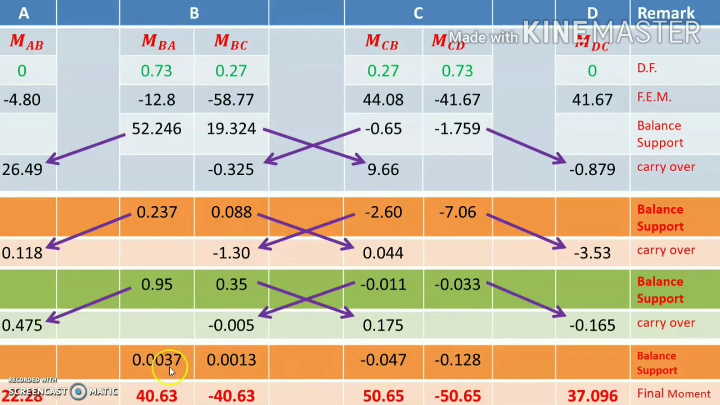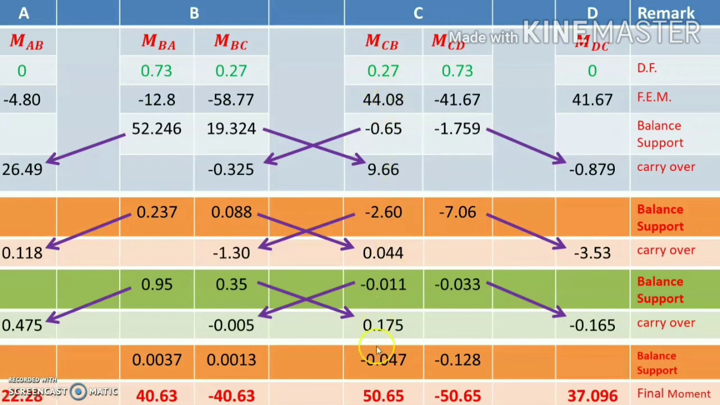Now how to calculate the final moments? The final moment for AB is equal to the summation of all the moments in the column AB. Then the final moment of BA is equal to the algebraic summation of all the moments in the column BA. In the same way, the algebraic sum of all the moments in the column BC. In the same way, we do the summation of all the moments in the column CB. In the same way, CD. In the same way, DC. So this last row shows the final values of the moments.